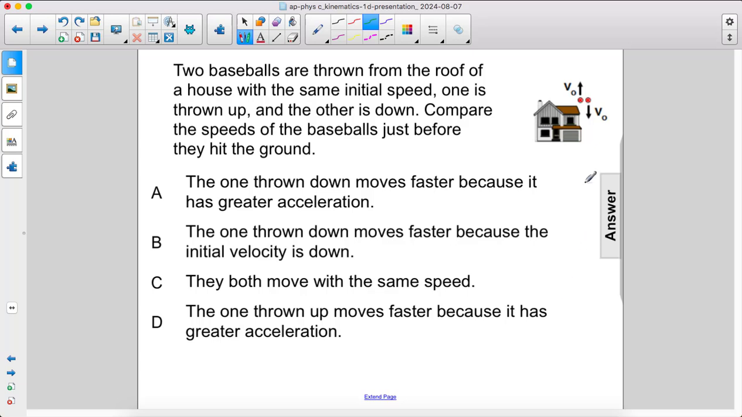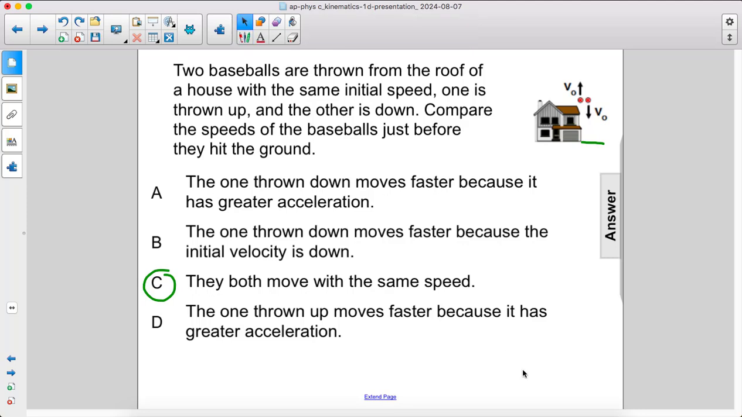Two baseballs are thrown from the roof of a house with the same initial speed, but one is thrown upwards and the other is thrown downwards. Compare the speeds of the baseballs just before they hit the ground. Now, the balls will not hit the ground at the same time, but they will have the same speed.